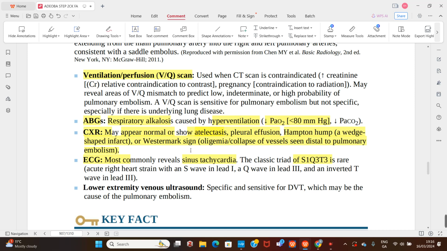The Westermarck sign is talking about focal oligemia or collapse of the vessel distal to the pulmonary embolism, because once there's embolism, blood will not be able to flow downstream. So all the vessels downstream are going to collapse, or blood flow to the area is going to reduce. So you call that the Westermarck sign. So you are going to notice paleness of the vessels that are distal to that embolus site on your X-ray, Westermarck. Area of infarct, Hampton.